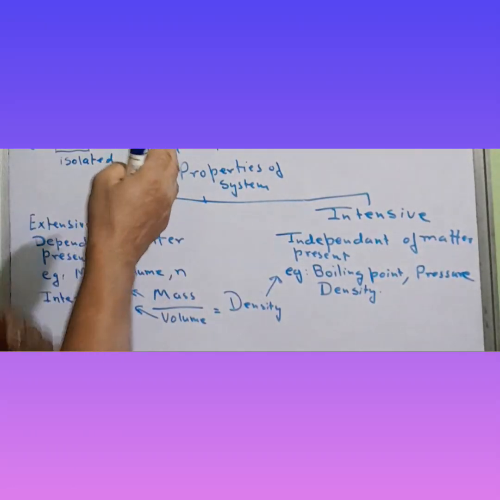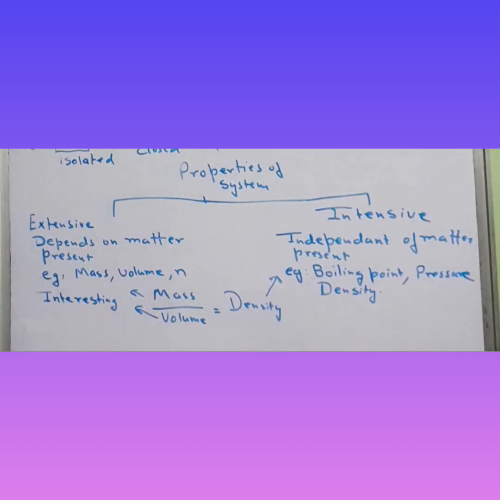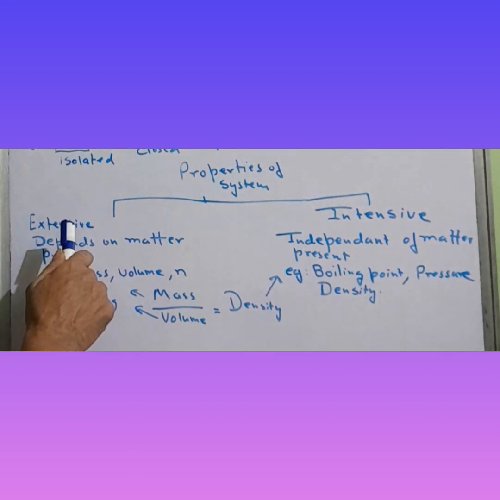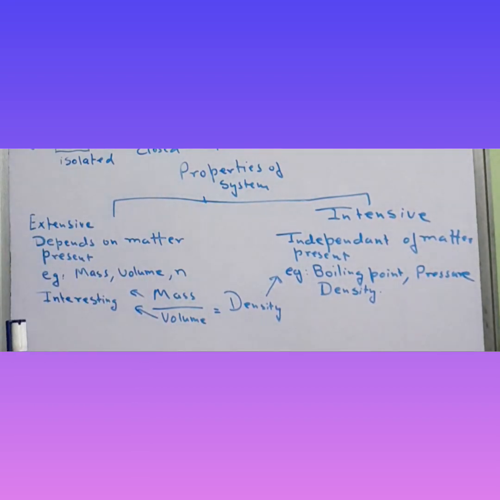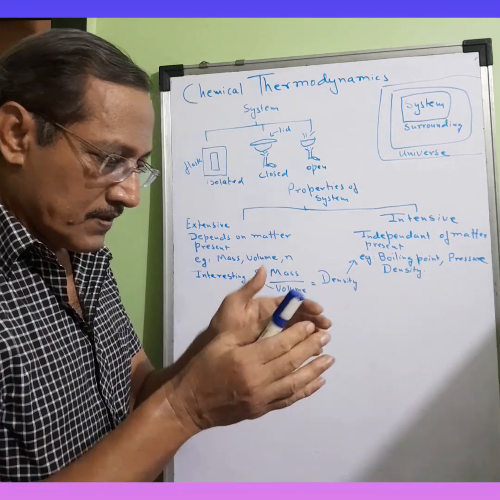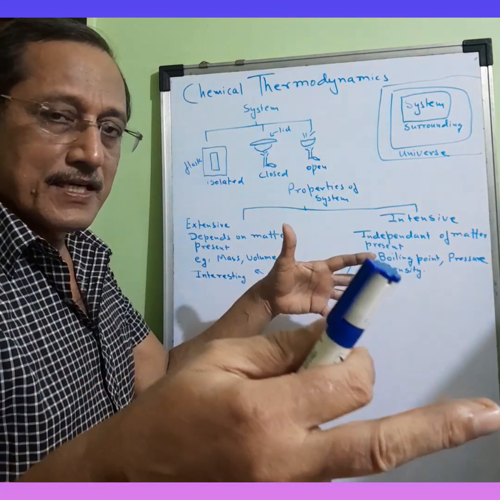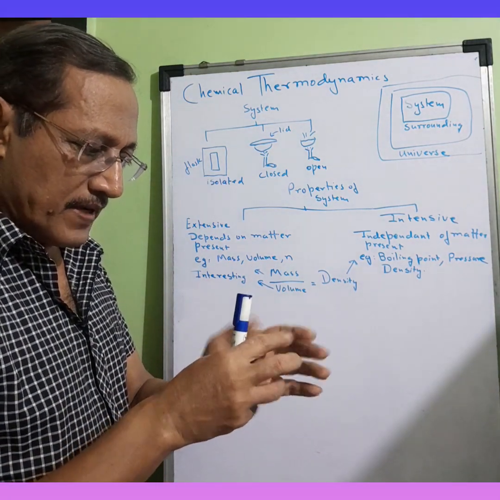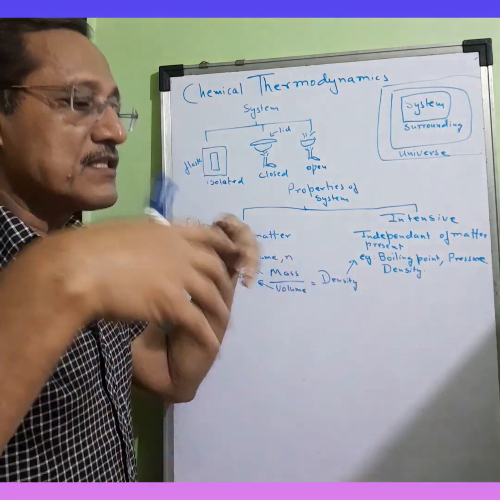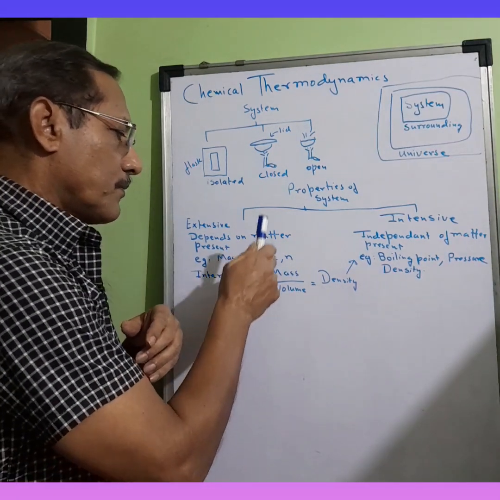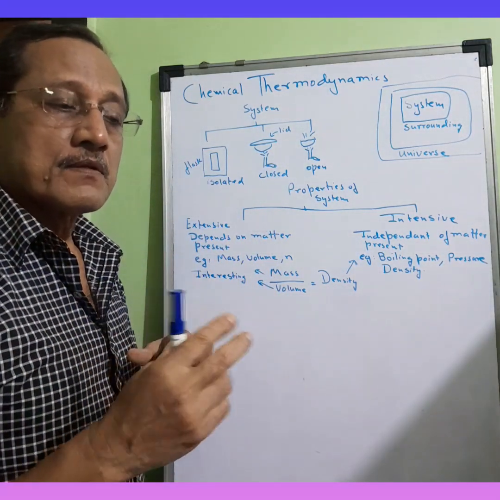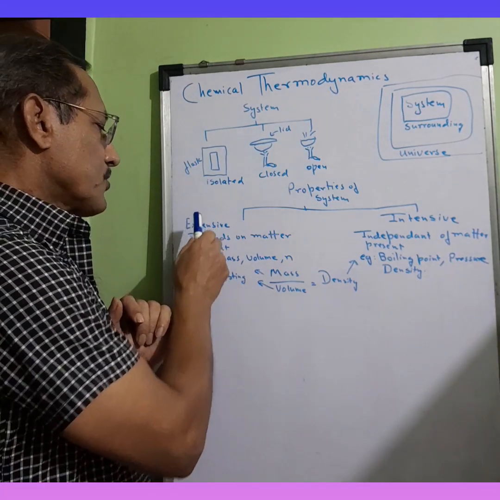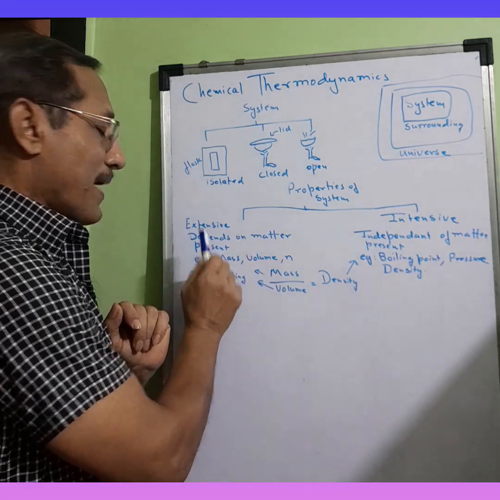Now let's get into properties of system. There are two types of properties: one is extensive property and one is intensive property. In case of extensive property, it depends on matter present. When we are talking in terms of volume, 1 liter, 2 liters, 3 liters, 10 liters, here is a small quantity of matter, here more quantity, here still more quantity. Whether it be mass, volume or number of moles, 10 moles is too much, 1 mole is so much. So extensive property depends on matter present.